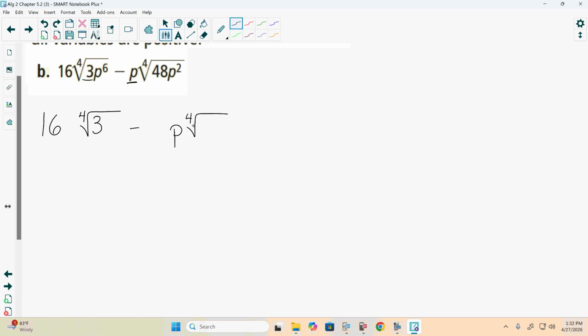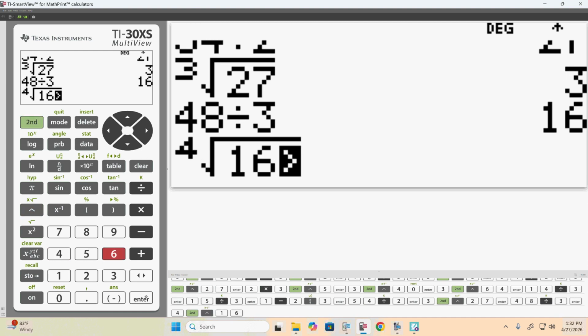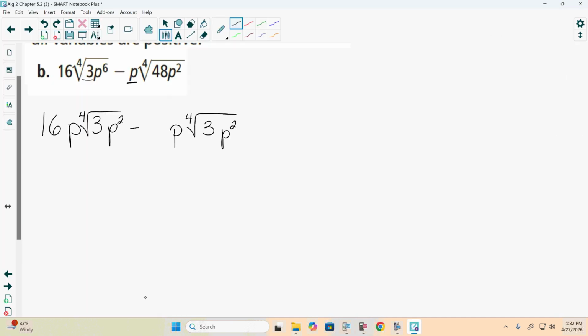4th root of 48. Probably a good chance it will reduce. But p squared won't. This is going to have to become 3. This is going to have to become p squared, and we would need a p outside. 48 divided by 3 is 16. 4th root of 16 is 2. Telling us that we have 14p, 4th root of 3p squared.